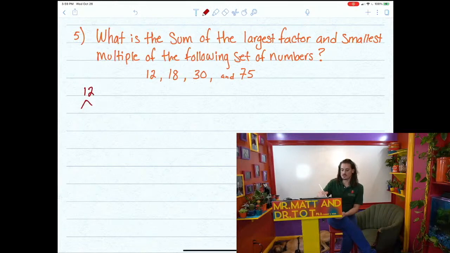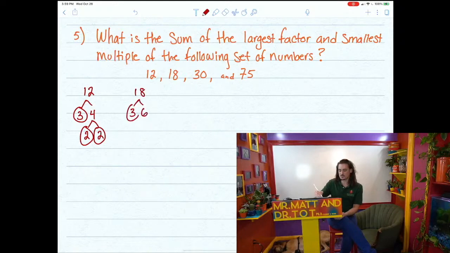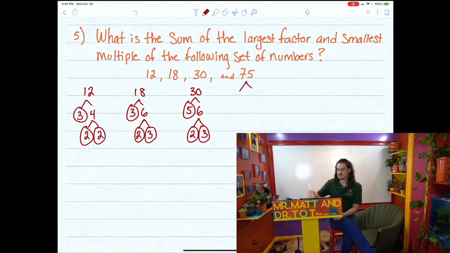12 turns into 3 times 4. 3 is prime, so I'm going to circle it and I stop. 4 breaks down into 2 times 2. 18 can be broken down into 3 times 6. 3 is prime. 6 can be broken down into 2 times 3. 30 can be broken down into 5 times 6. 5 is prime. 6 can be broken down into 2 times 3. And 75 can be broken down into 3 times 25. 3 is prime, and 25 can be broken down into 5 times 5, which are both prime.